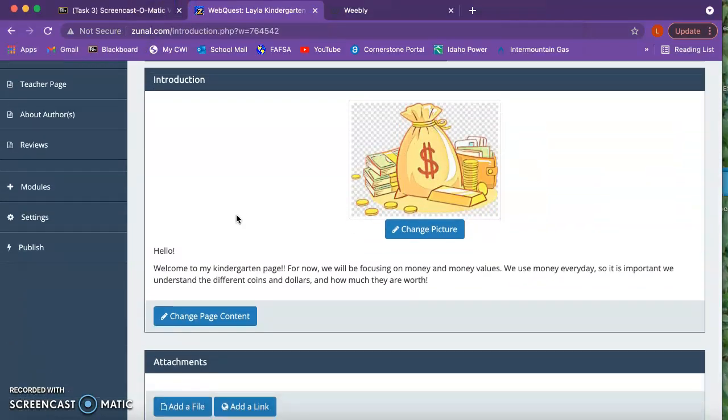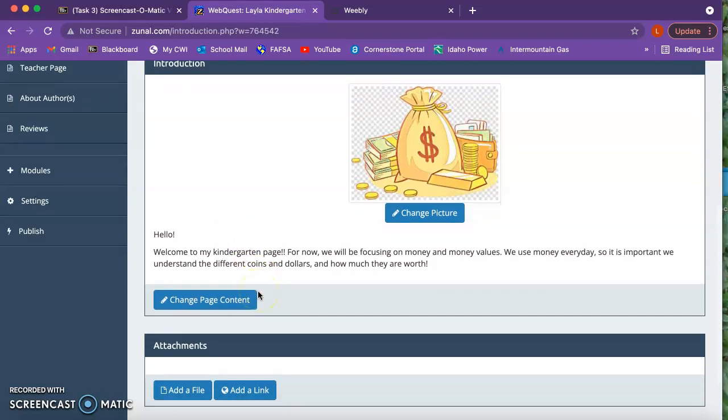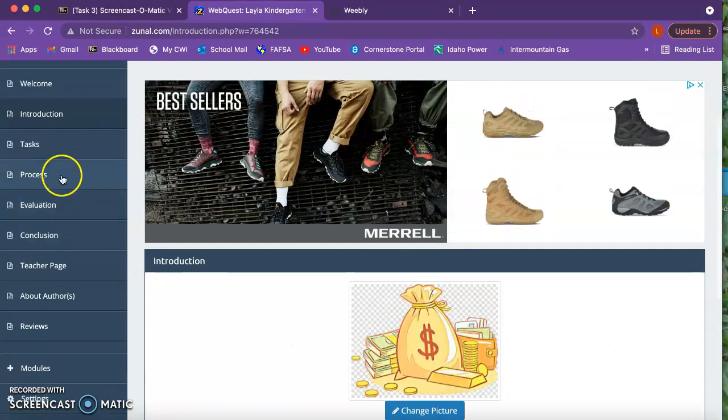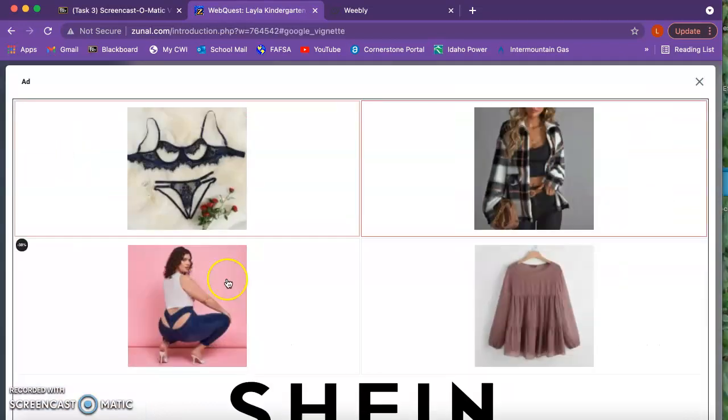We have a brief introduction. Welcome to my kindergartner page. We will be using money and focusing on money values. We use money every day, so it's important we understand it.